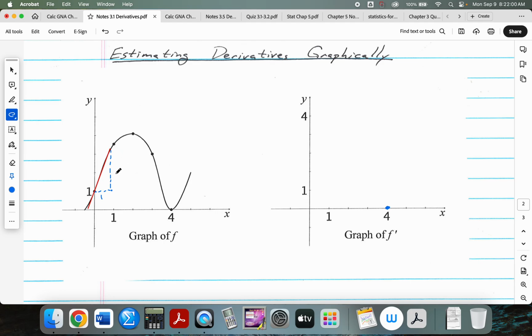What do you guys think? It's bigger than 2. And it is not an exact science by any stretch of the imagination. So 2.2? Okay, great. So at 0, our slope is about 2.2.